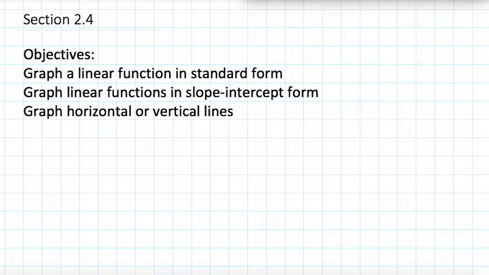This video is for section 2.4. We have 3 objectives in this section, and each objective is going to have its own video. Our objectives are to graph a linear function in standard form, graph linear functions in slope-intercept form, and graph horizontal and vertical lines. So we're going to do standard form first.